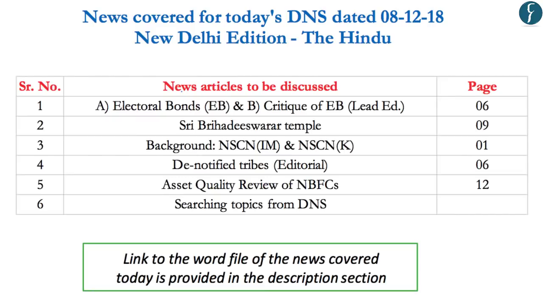Now we would be analyzing the Delhi edition of the Hindu newspaper of 8th of December 2018, and the news that would be covered today is given on the screen, and the timestamp for the same is given in the description and the comment section given below. And so now with this, let us start with the first article.